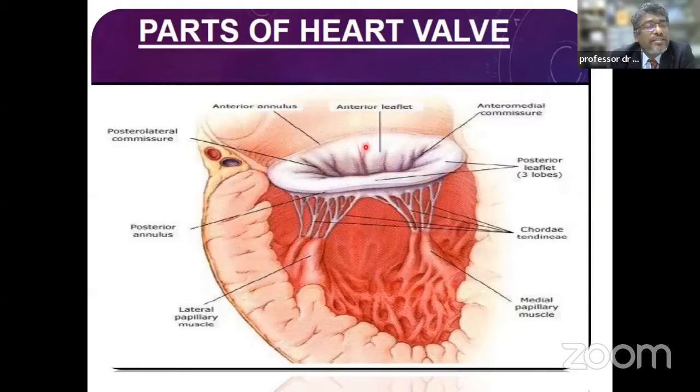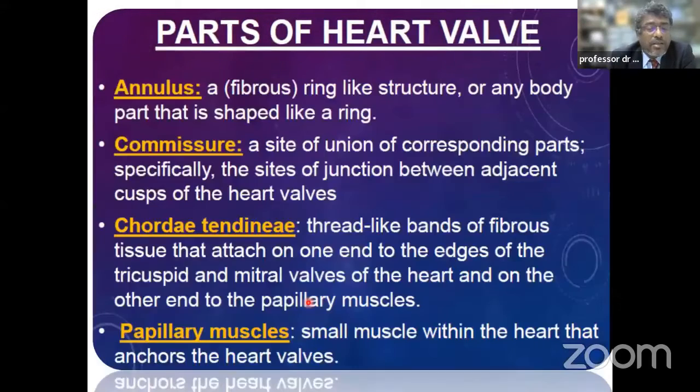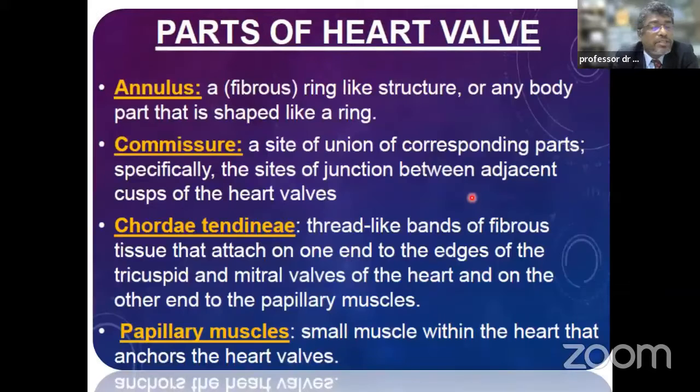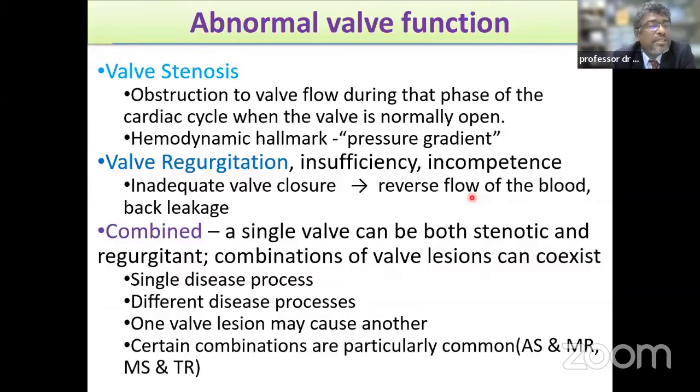These are the parts of the valves. This is the leaflets, this is the chorda tendineae, this is the papillary muscle. And through the papillary muscle, the chorda tendineae is attached to the ventricular wall. This is the valve structure of the mitral and tricuspid valve. So the parts of the heart valves are annulus, commissure, chorda tendineae, and papillary muscles.